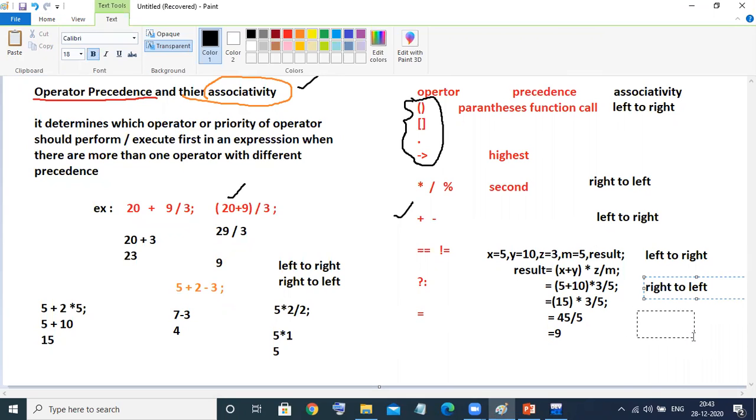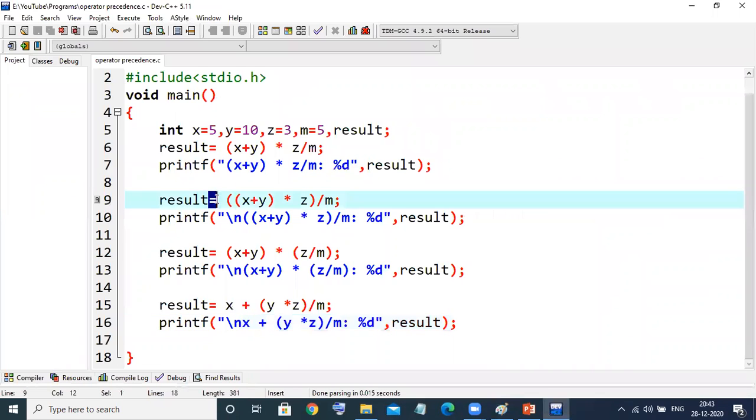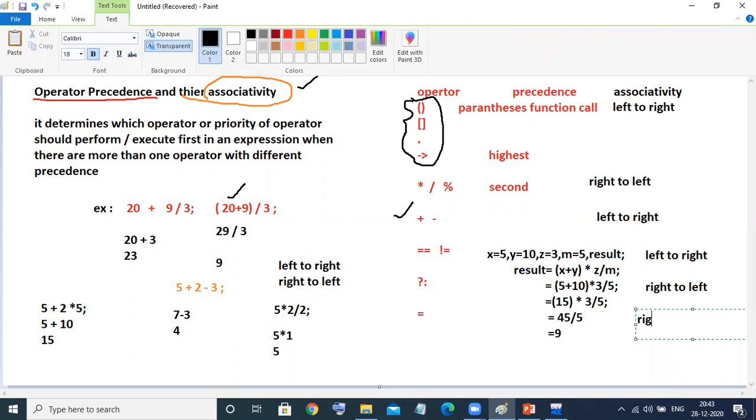Then this is our, I think you can guess now, assignment operator. Would it be from left to right or right to left? See the expression, take any expression. This is an assignment operator. It is always from right to left only. The entire expression will be evaluated first, then it will be assigned to the left-hand side variable. So the assignment operator associativity is always from right to left.